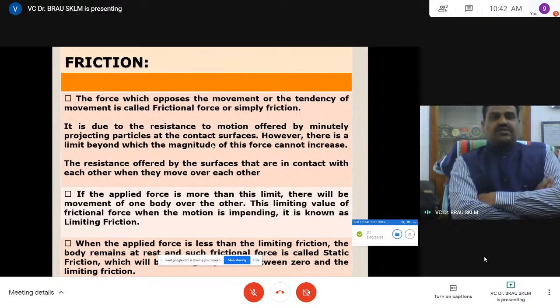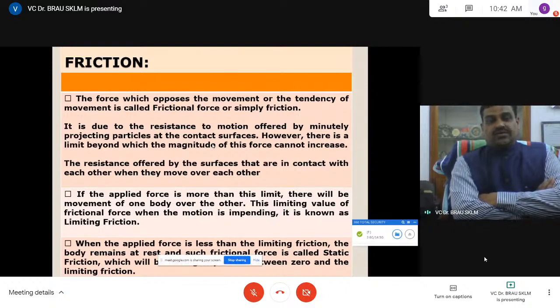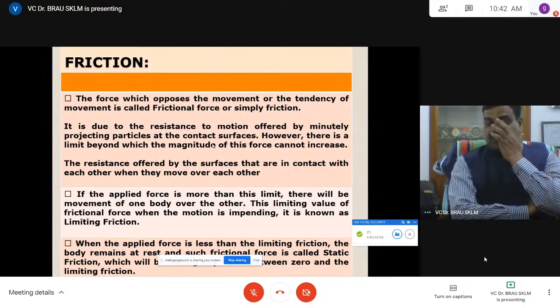Or in other words, it is due to some resistance to motion offered by minutely projecting particles at the contact surface. Those particles have different roughness. You know very well the particle has no dimensions. And these are atoms, molecules, electrons, and other things. However, there is a limit beyond which the magnitude of force cannot increase. Okay? Or indirectly, in other words, we can define it as the resistance offered by the surfaces that are in contact with each other when they move over each other. That is the definition of friction. We can represent it in any form.